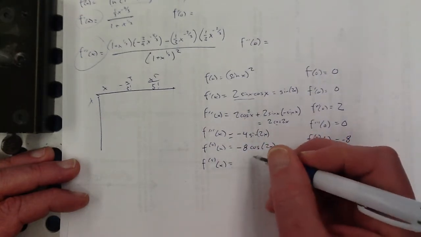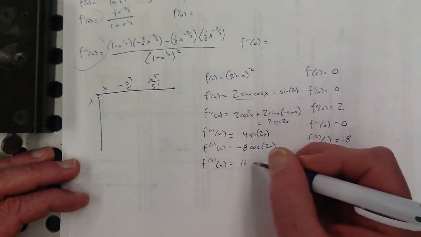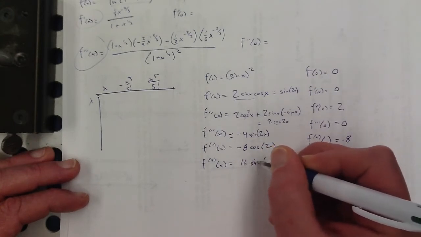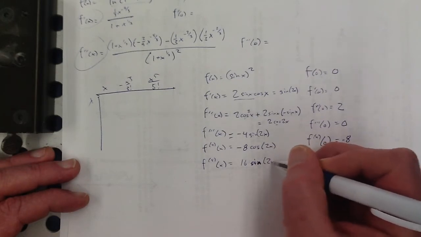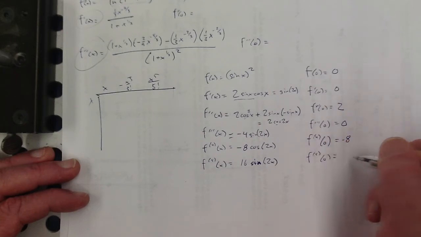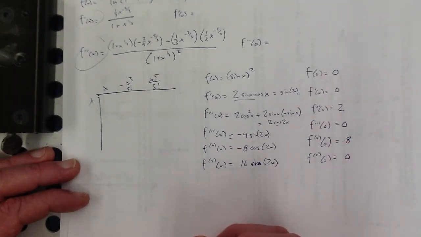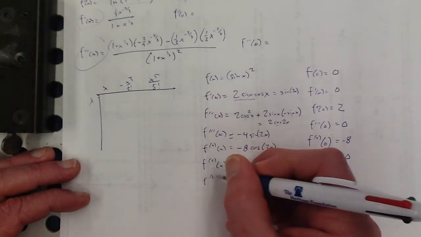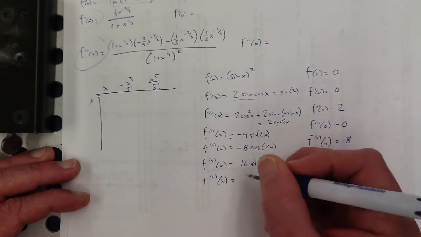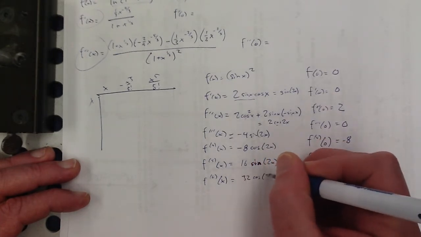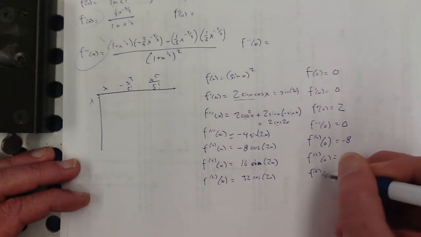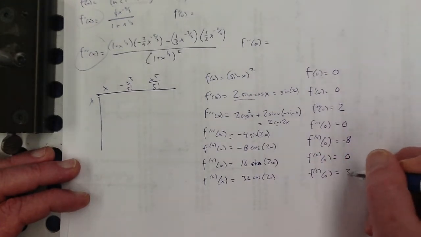And then here, derivative of cosine is negative sine, so it's going to be 16 sine of 2x. That's going to be 0 again. And then finally, the sixth derivative gives me, derivative of sine is cosine, 32 cosine of 2x. Cosine of 0 is 1, so the sixth derivative at 0 is 32.